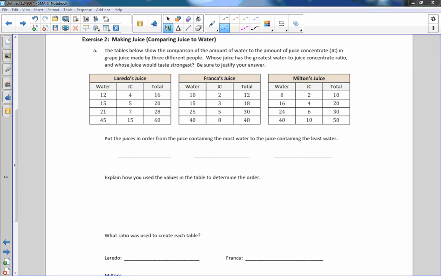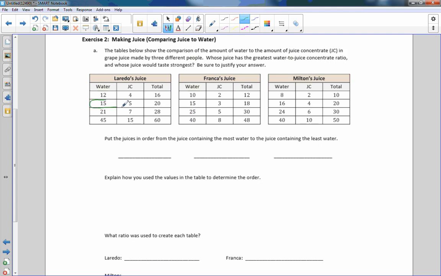Whose juice has the greatest water to juice concentrate ratio and whose juice would taste strongest, meaning less watered down, okay? Be sure to justify your answers. So what we're going to be doing here is looking for comparisons. So when I look at Laredo, I have 12, 15, 21, 45, 10, 15, 25, 40.